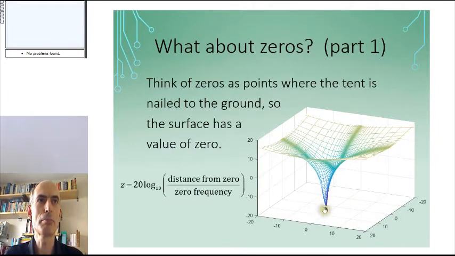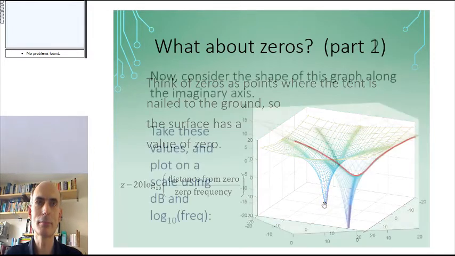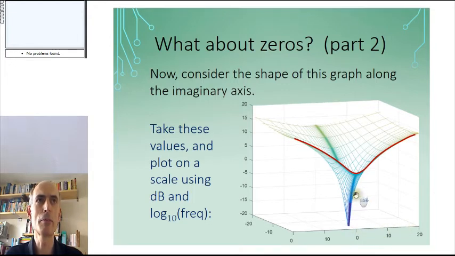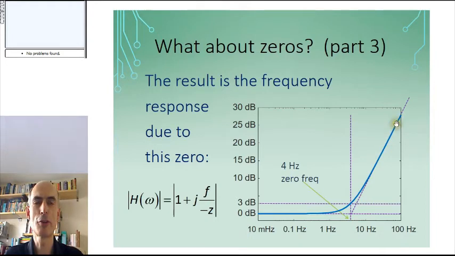Zeros we can think of as places where this tent canvas is nailed to the ground. I've plotted on a logarithmic scale here, so if you're actually on the ground at a height of 0, then log of 0 is minus infinity. This would head off down to minus infinity. I haven't drawn that bit. But once again, I've just imagined a canvas whose height is now proportional to the distance away from the zero. Doing a very similar thing, just looking at the values of this surface shape along the imaginary axis, and plotting that on a logarithmic scale of frequency rather than the linear scale here, gives the well-known familiar shape of the contribution of a zero that we've seen before.